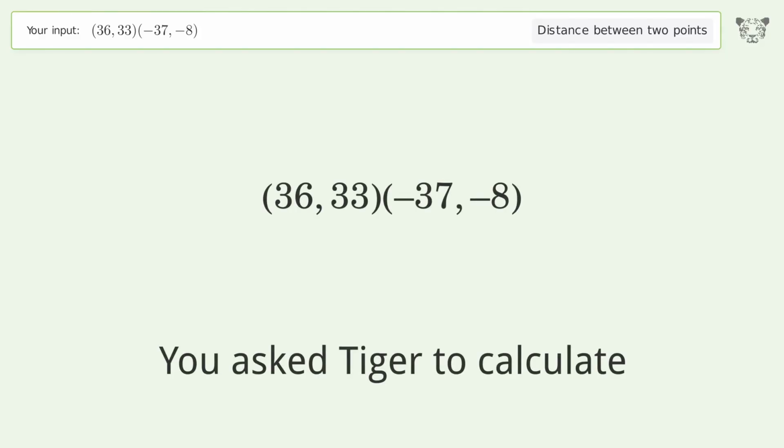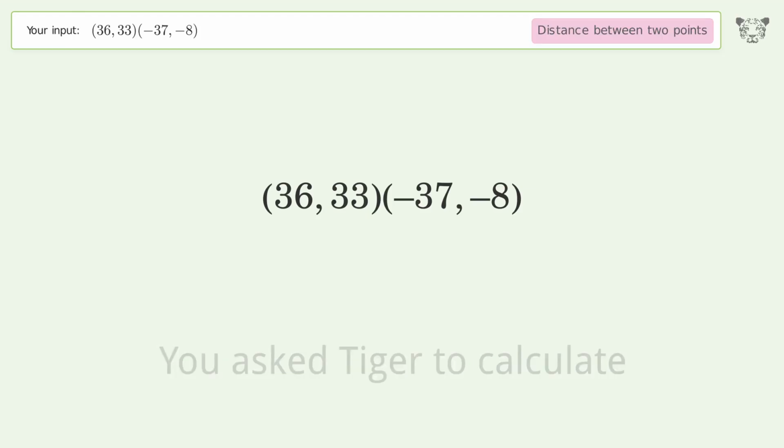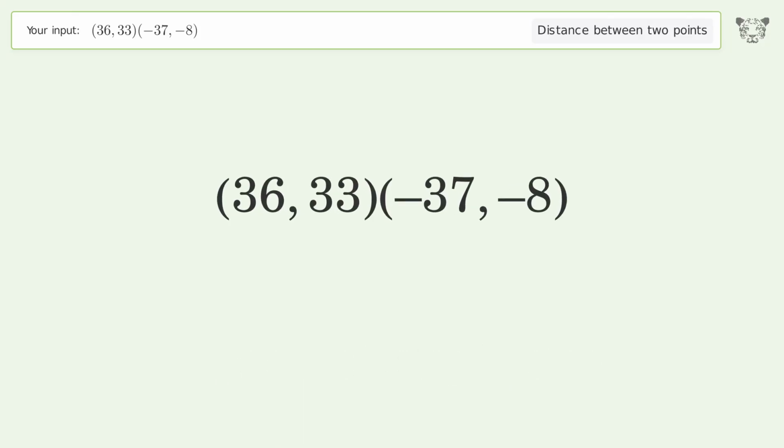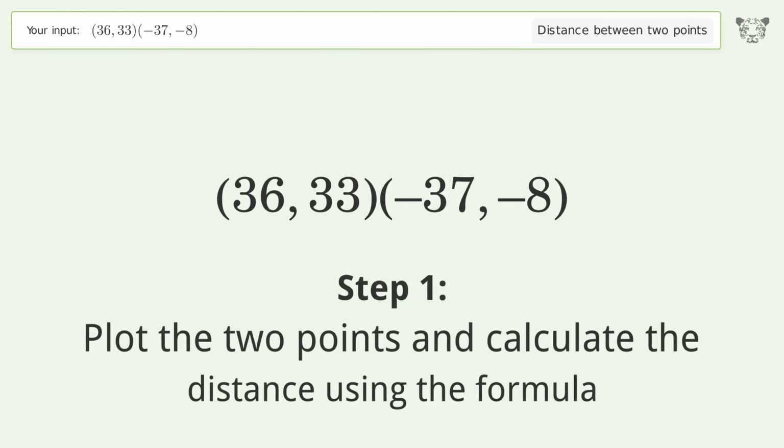You ask Tiger to calculate. This deals with the distance between 2 points. The distance between the 2 points is the square root of 7,010 or 83.726. Let's solve it step by step. Plot the 2 points and calculate the distance using the formula.